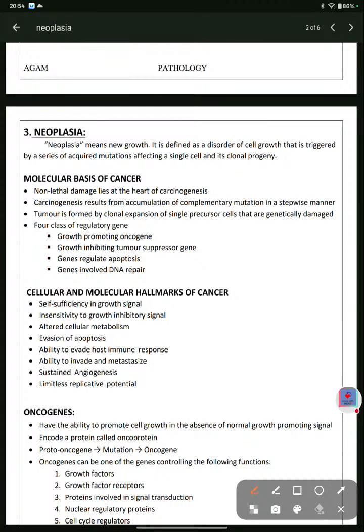First thing is self-sufficiency. Second is insensitivity to growth inhibitory signals.